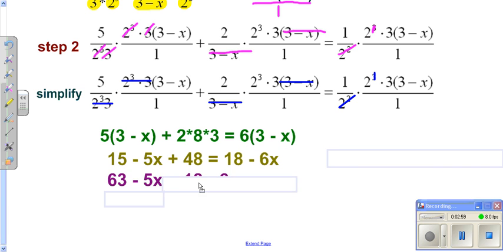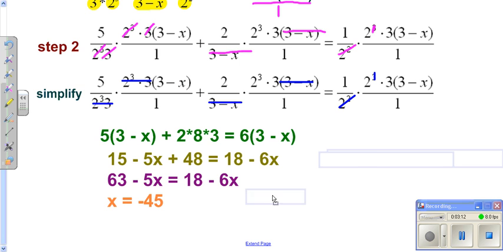Then we can go ahead and solve this by combining our like terms on the left side. Notice we could go ahead and add a 6x to both sides, and we could subtract 63 from both sides, and we get x to be a negative 45. X being negative 45 ends up being your answer.